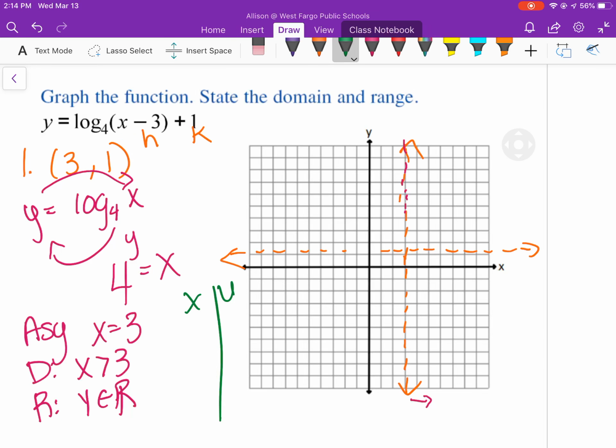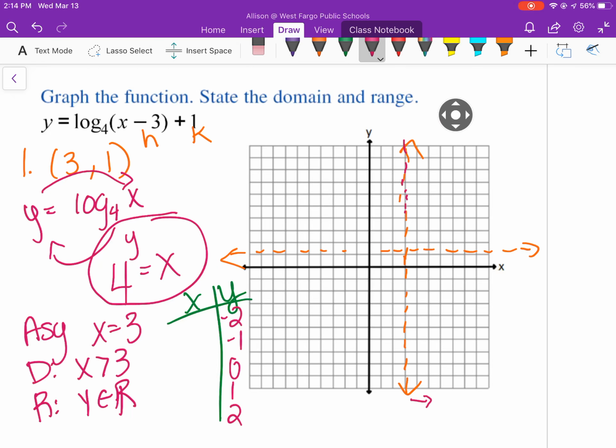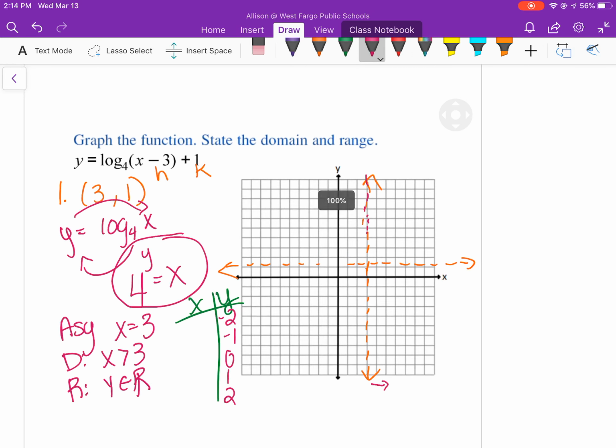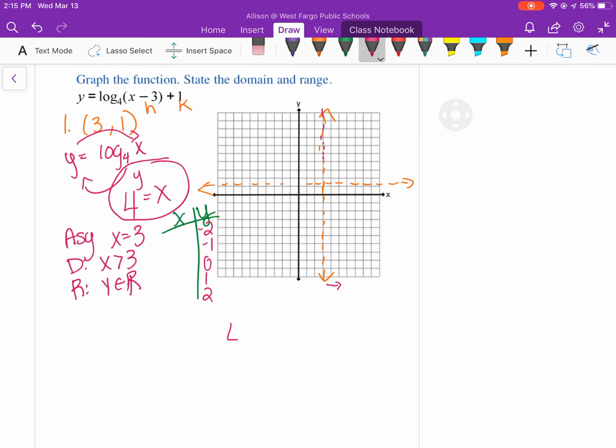When I make my table, instead of plugging in x's, I'm plugging in y's, because it's 4 to the y power equals x. So 4, I'm running out of room here. Let's see if I can shrink this down a little bit. So 4 to the negative 2 is going to be 1 over 4 squared, is 1/16.